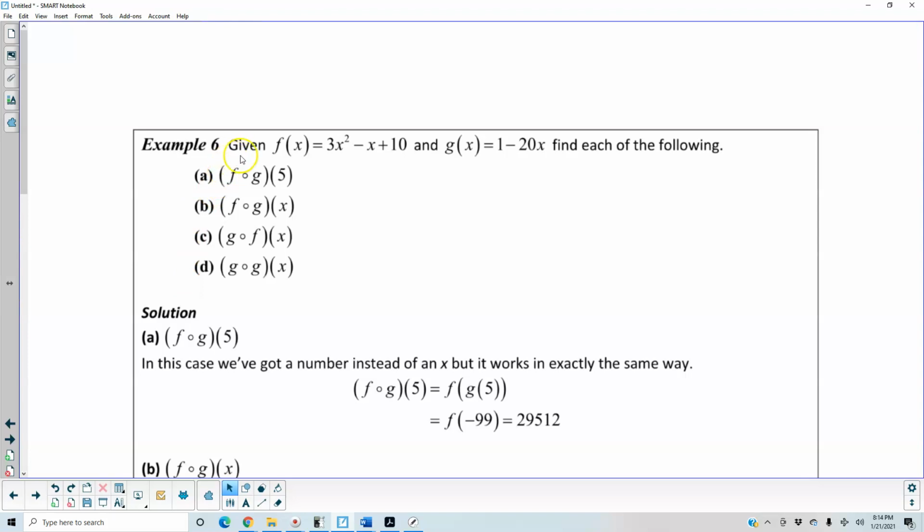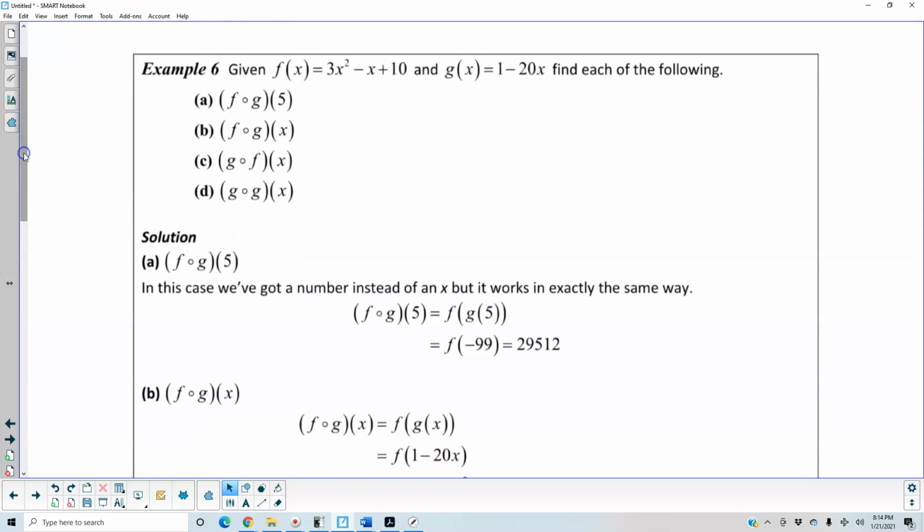So for example 6, we're going to be given two functions. We're given f of x, which is equal to 3x squared minus x plus 10, and g of x, which is equal to 1 minus 20x. And we're going to find each of the following: f composite g of 5, f composite g of x, g composite f of x, and g composite g of x.